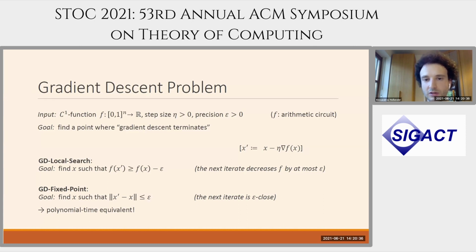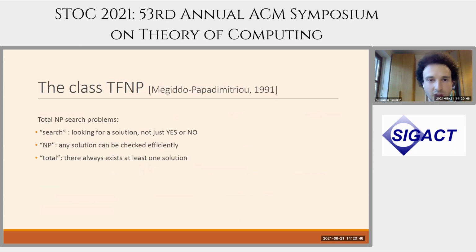So we saw that the actual minimization problem is NP hard. And so a natural question is to ask, is this gradient descent problem also NP hard, or is it easier? And to answer this question, I need to define a class. So the class TFNP was defined by Megiddo and Papadimitriou 30 years ago, and it contains all total NP search problems. So what are these total NP search problems?